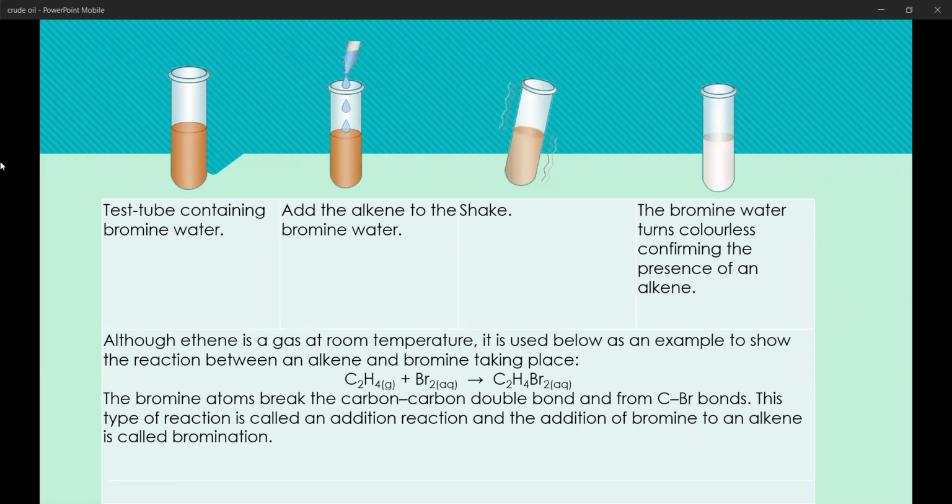Although ethene is a gas at room temperature, it is used below as an example to show the reaction between an alkene and bromine taking place, which would be C2H4 + Br2 = C2H4Br2. The bromine atoms break the carbon-to-carbon double bond and form a C-Br bond. This type of reaction is called an addition reaction, and the addition of bromine to the alkene is called bromination.